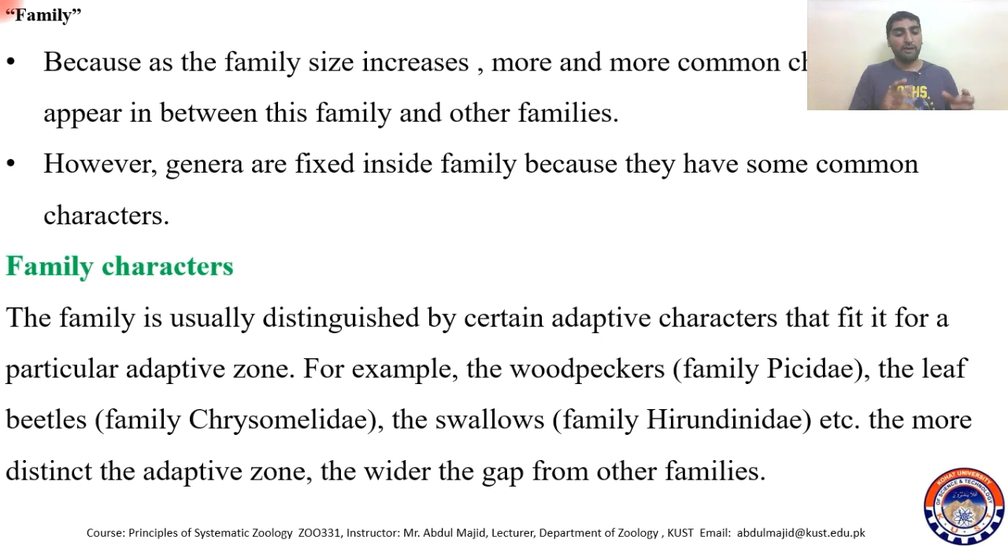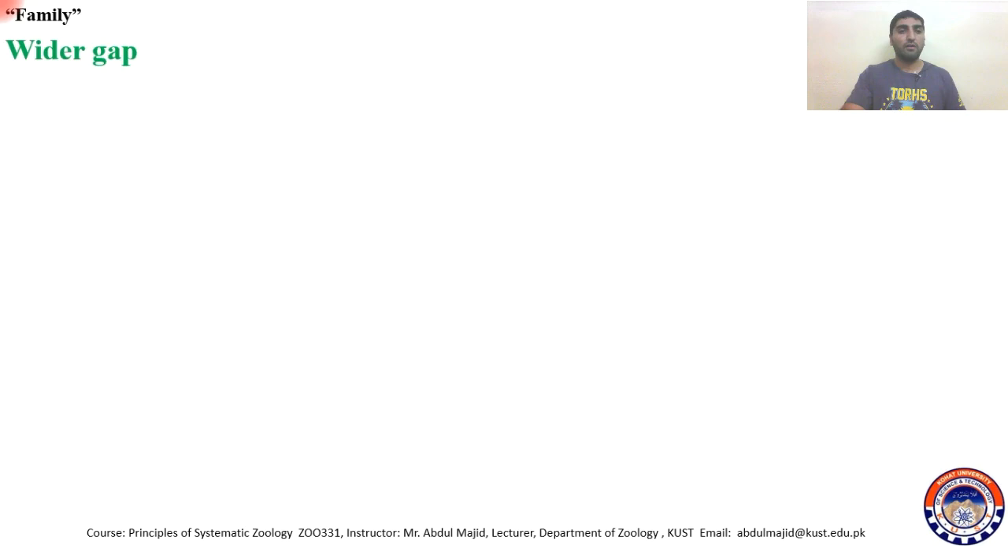So if a family is adapted to a very unique ecology, it will have a wider gap from other families. I mean the gap by characters. If there is a huge difference in characters, the wider the gap is, and if there is less difference between their characteristics, the lesser the gap is. So, a wider gap.